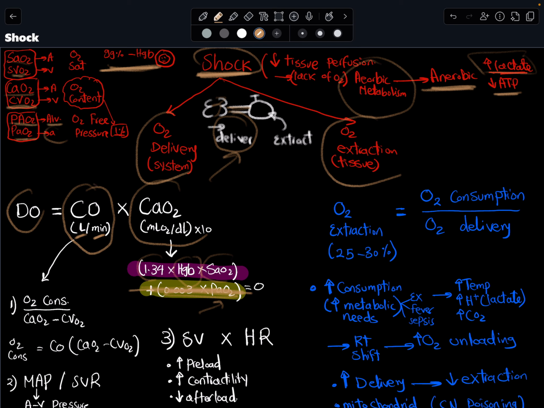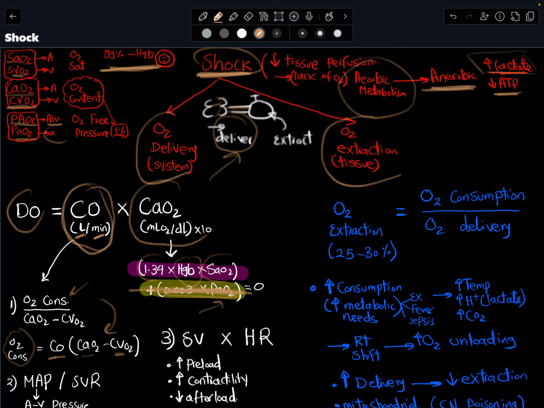The second part of the equation is the cardiac output, right? The cardiac output has different equations that you can use to calculate it. So let's start with the first one. The first one says cardiac output equals oxygen consumption over CaO2 minus SvO2. Again, the total oxygen content in the artery minus the total oxygen content in the vein. And this is actually derived from another equation which says oxygen consumption, if you want to know how much oxygen the tissue has consumed, has to be cardiac output multiply CaO2 minus SvO2.